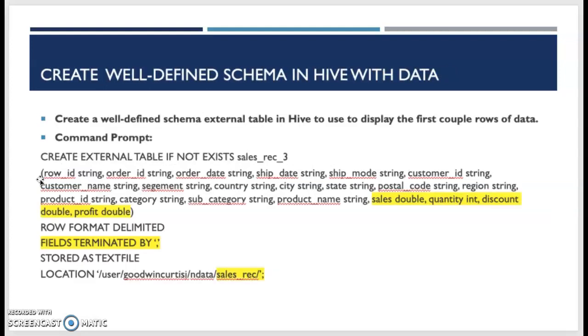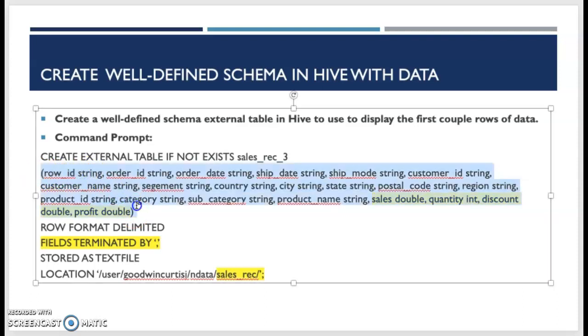So now we're ready to start creating a well-defined schema in Hive with our data set. To create a well-defined external table in Hive, we're going to use the first couple rows we saw in the simple schema, and we're going to take those feature labels and define them with the data type right here. So we create external table if not exists, and we're going to name it sales_rec_3. And so now here are all the feature names.